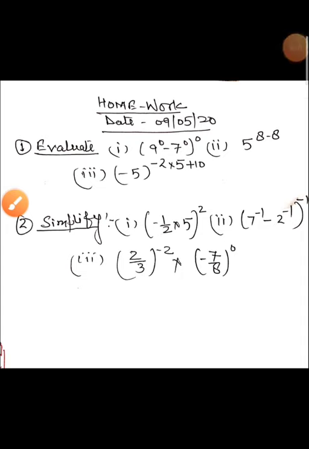So okay students, this was all for today, and today's homework is: evaluate and simplify. Here's the first question, 9 raised to power 0 minus 7 raised to power 0, whole power 0, then 5 raised to power 8 minus 8, then minus 5 raised to power minus 2 multiply by 5 plus 10. So simplify the first question, then the second question, and the third question. I have also attached the homework in the description of this video.